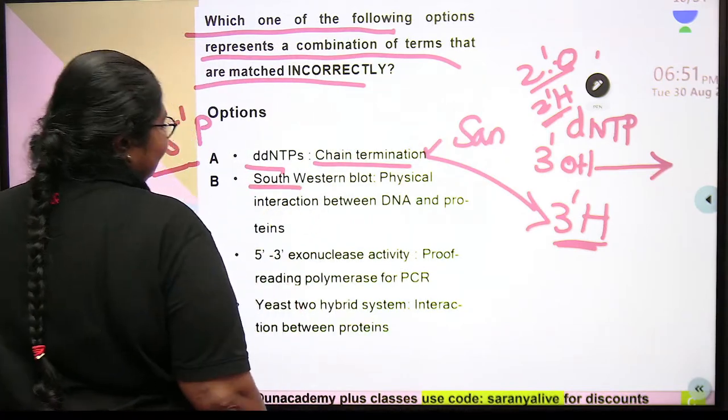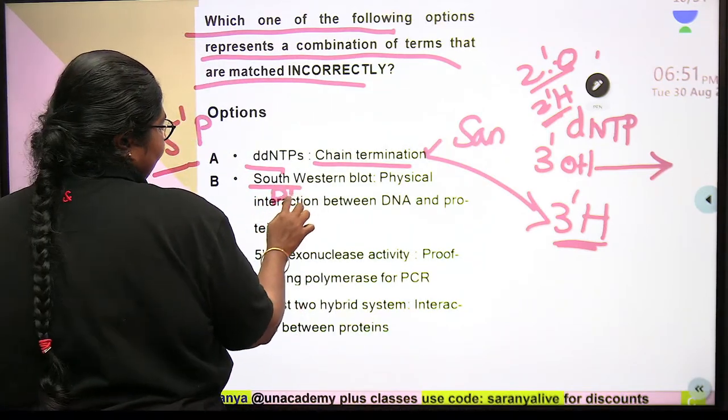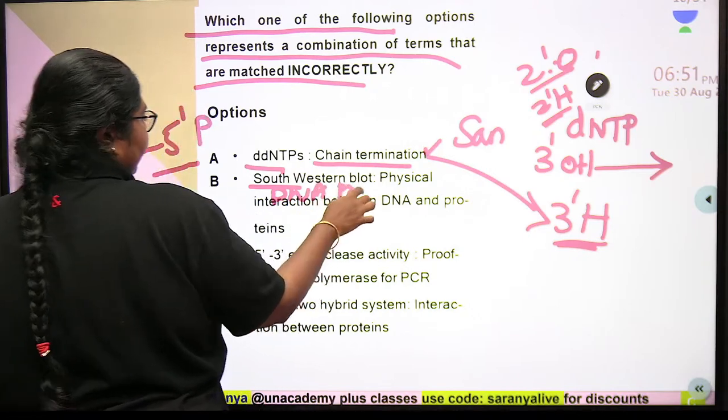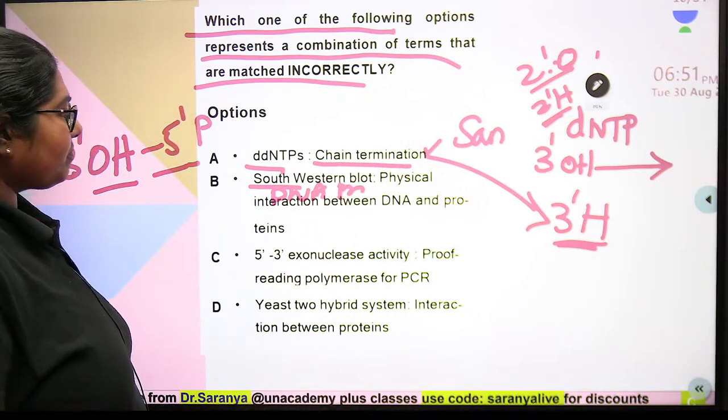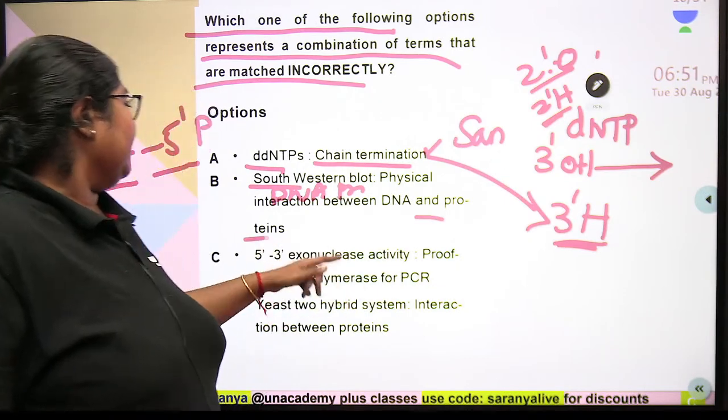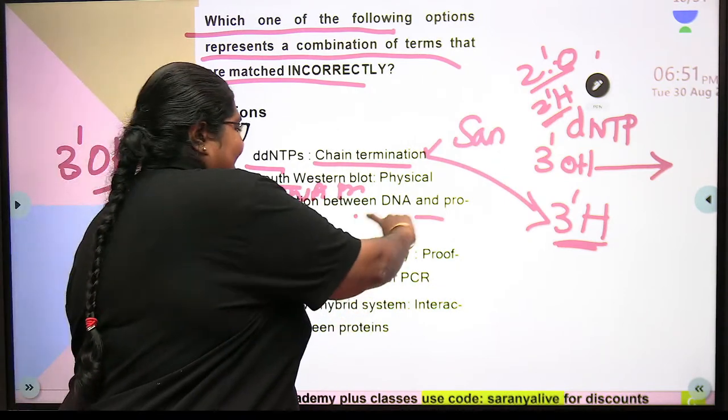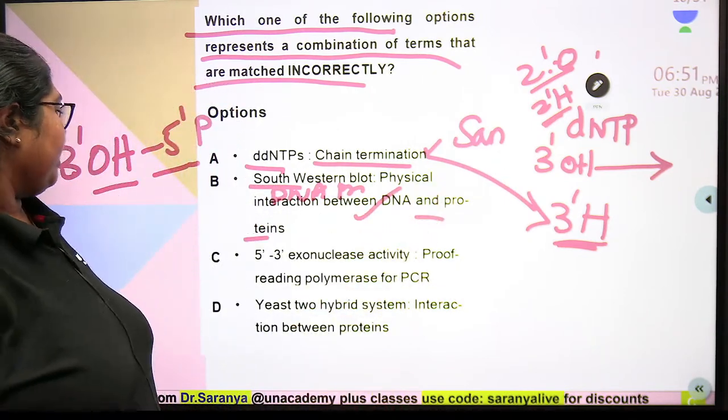Southern blot, Southern is for DNA. Western is for protein. Southwestern means both DNA and protein. So this is also a correct statement. Nothing wrong in this.